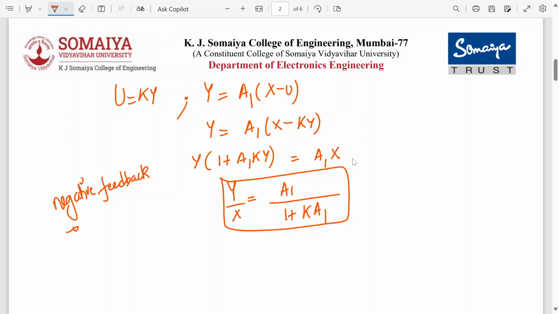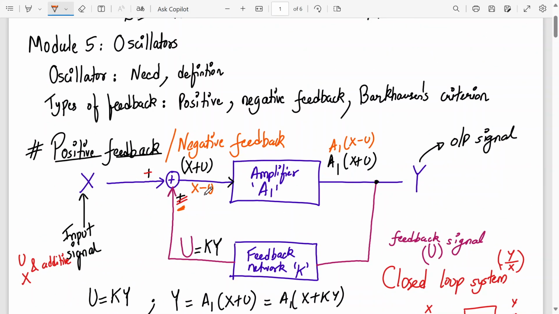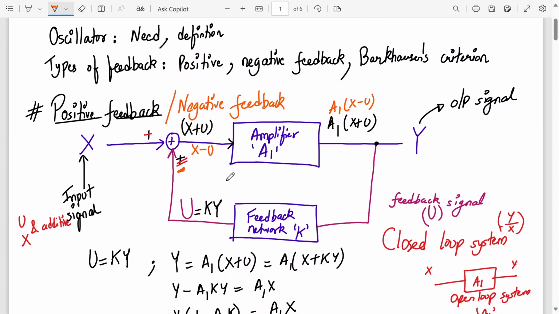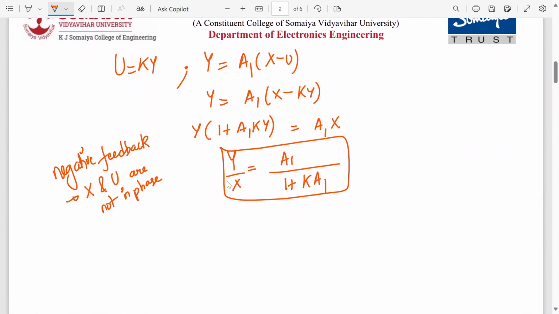Negative feedback matlab my input signal x and u are not in phase. What do you mean by not in phase? One is getting added, one other is getting subtracted. So it becomes x minus u. So there will be some situations where you want to use a negative feedback and there will be some situations where you want to use a positive feedback. So negative feedback से क्या हो रहा है हमारे circuit में? Let's see, let's take an example. This is closed loop gain, y upon x.